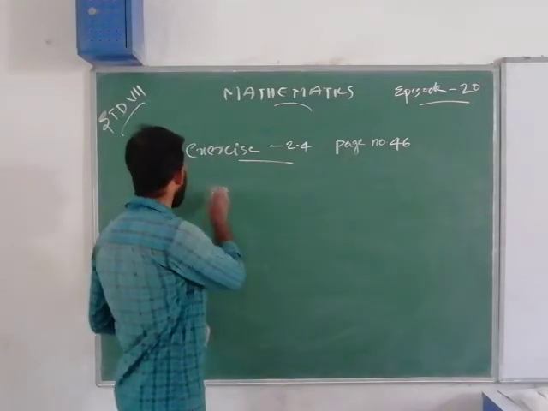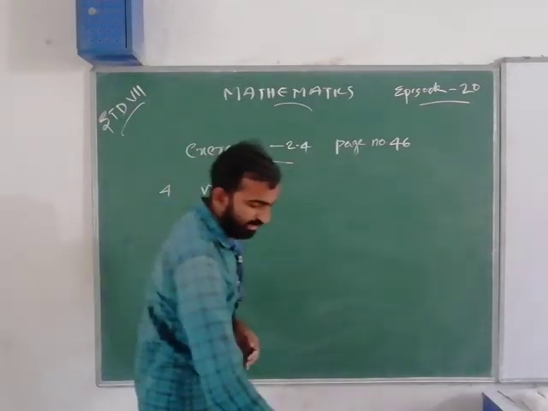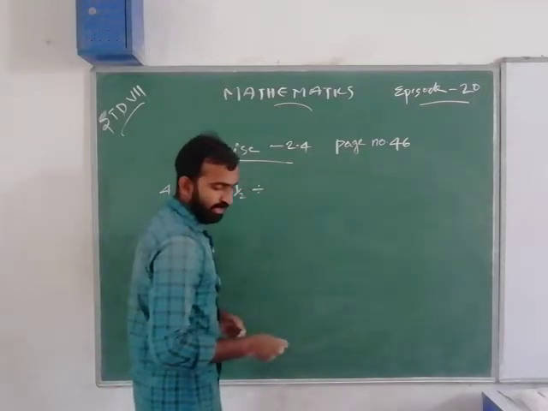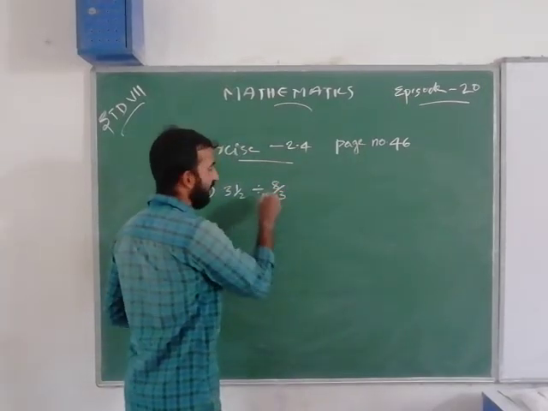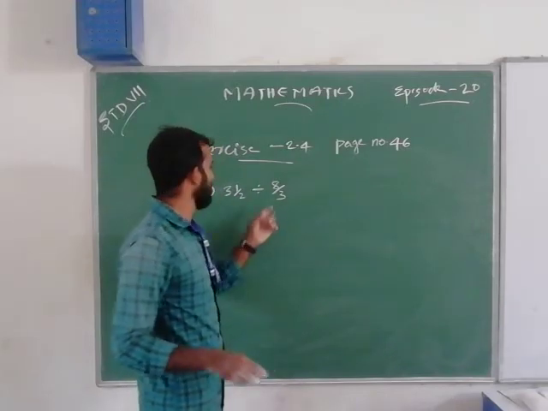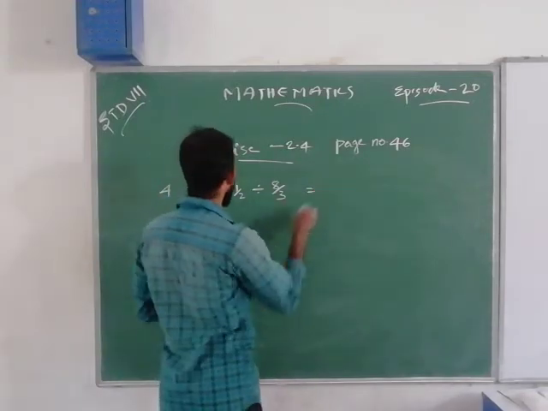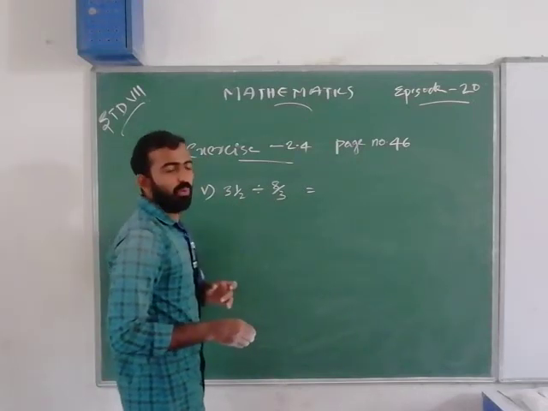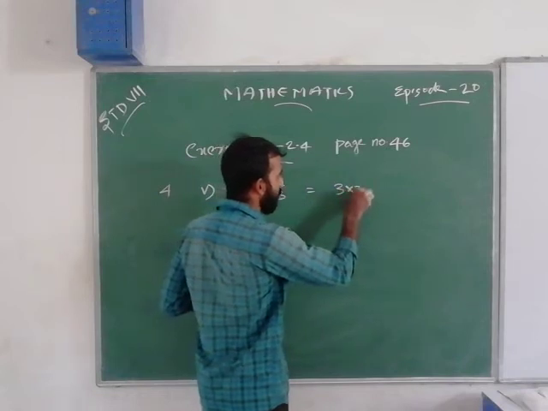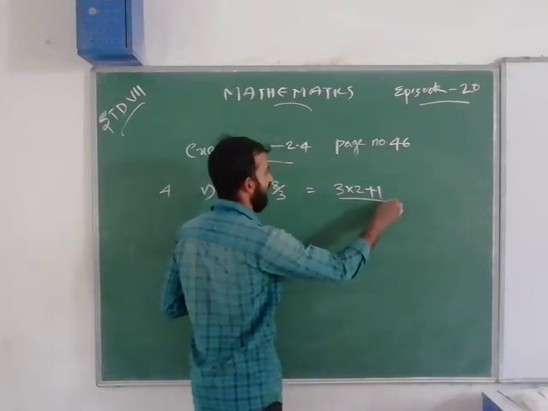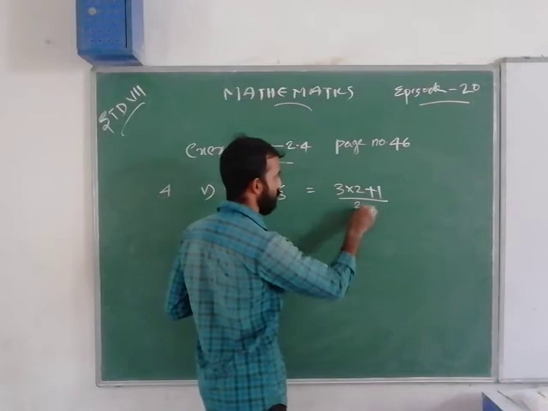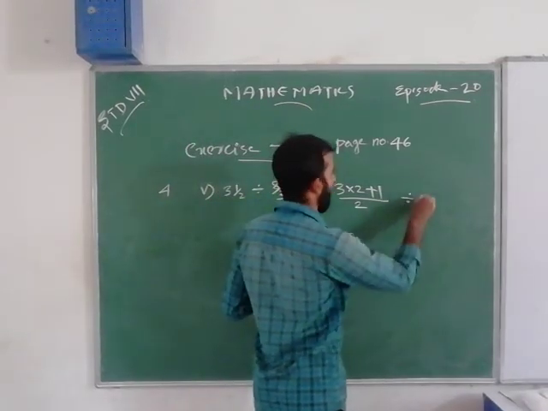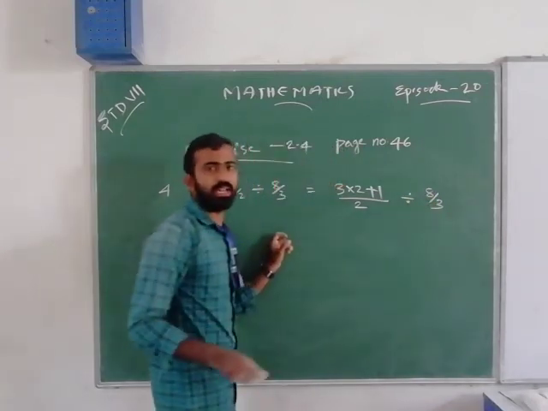What is the fifth one? 3 and 1 by 2 division 8 by 3. 3 and 1 by 2 is a mixed fraction, so we can write it as 3 into 2 plus 1, divided by 2, division 8 by 3.